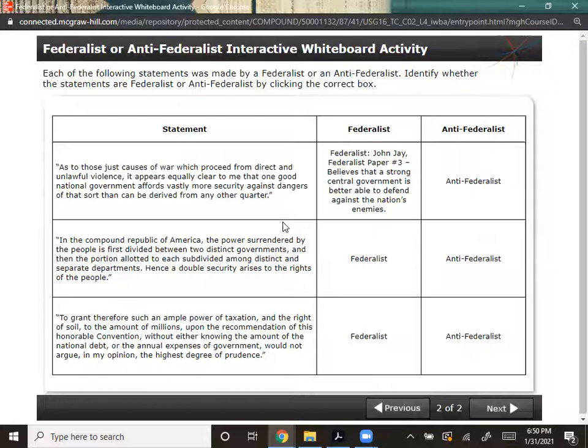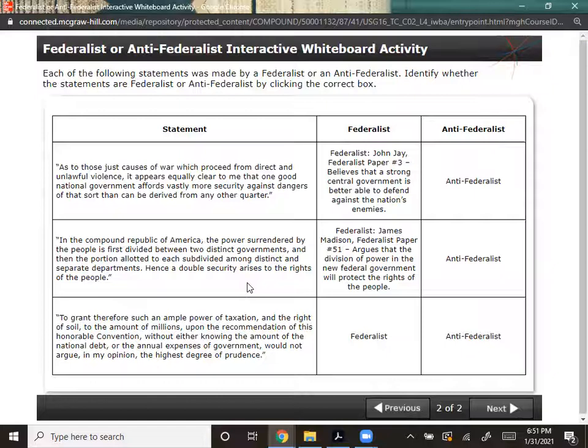Next one: in the compound republic of America, the power surrendered by the people is first divided between two distinct governments, and then the portion allotted to each subdivided among distinct and separate departments. Hence, a double security arises to the rights of the people. Federalist. James Madison, Federalist Paper number 51, argues that the division of power in the new federal government will protect the rights of the people, because he says that it's double security.